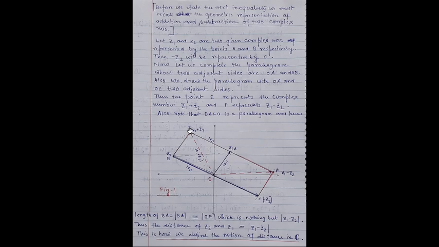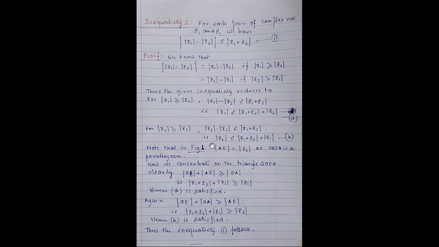And you must be remembering the famous result that the sum of two sides of a triangle must be greater than or equal to the third side. So if you add this side and this side, it must be greater than this side. That is your this thing.